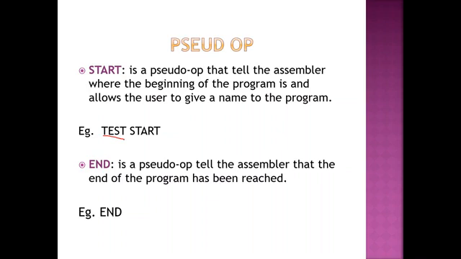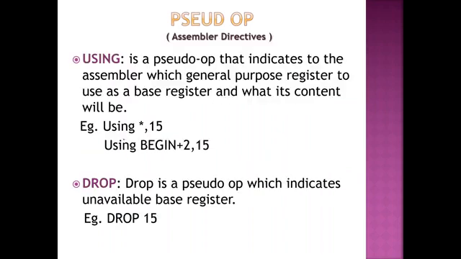Let me repeat. We are discussing pseudo ops. The first pseudo op is start. The start pseudo op is used for two purposes. First purpose is to indicate that the program is going to start. The second purpose is to give a name to the program. Second one is end. End's syntax is just end. It tells the assembler that the program has come to an end. Next one is using, which is a pseudo op again.